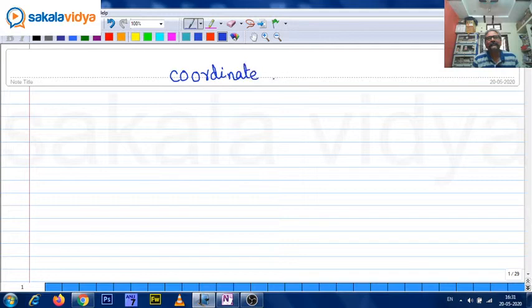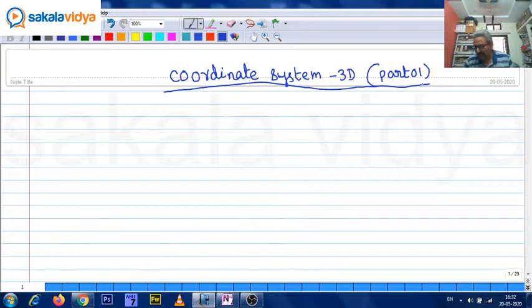Coordinate system (3D), Part 1. So today's chapter is 3D coordinate system part 1. We'll expect 1 or 2 marks from this chapter.